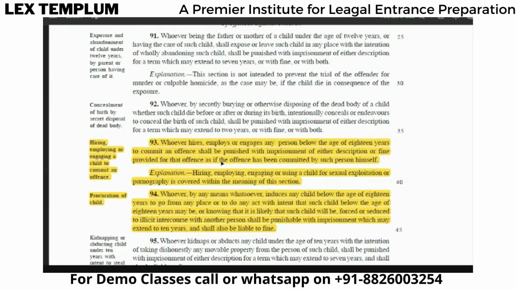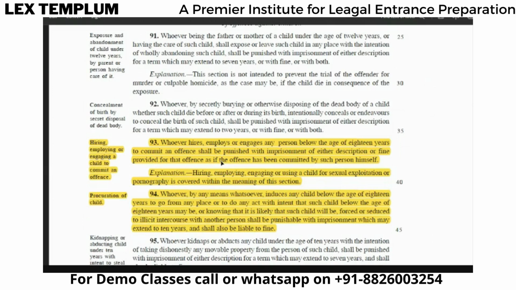Procuration of children for some illegal activity, forcing the child to get involved in some activity like illicit intercourse with some person. Such types of activities were not explicitly mentioned as a crime or an offense in the IPC, though we used to cover them in some section or other, but it was not explicit. Now in the present bill, such offenses are explicitly defined. So these are some of those sections.